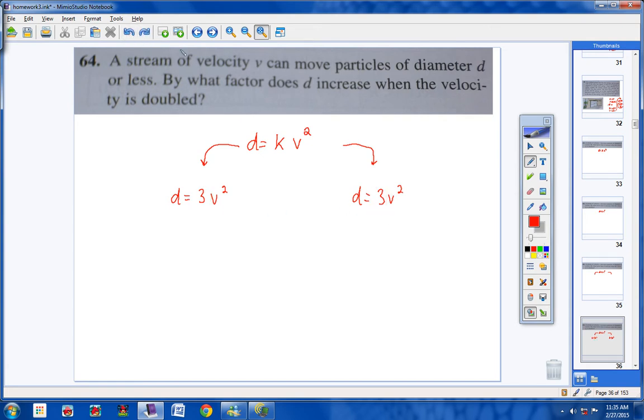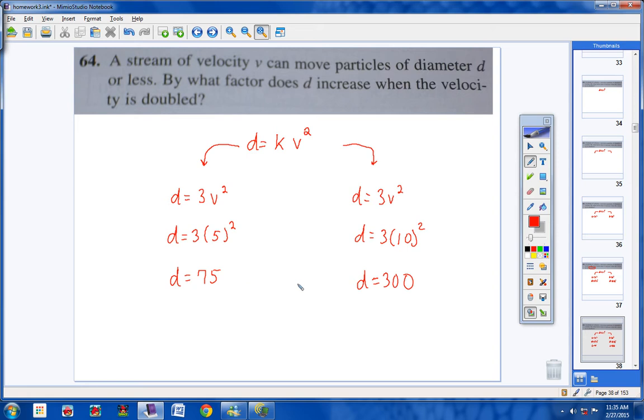And then I said this. Okay, I'm going to make up a v. I'm going to pretend my velocity is 5. Got it? Now hold it. If I'm going to say my velocity is 5, what happened to the velocity? It's doubled. So over here I'm going to put what for my velocity? 10. I'm going to see what happens, okay? So if I put a 5 in for velocity and a 10 over here, my diameter ends up being 75. 5 times 5 is 25 times 3 is 75. Over here, my diameter ends up being 300. 10 squared is 100 times 3 is 300.